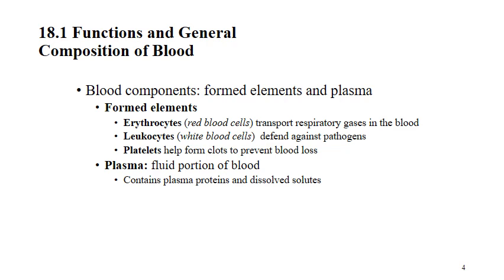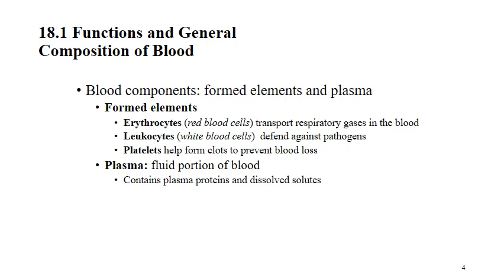All right, so we have some blood components. We have formed elements and then plasma. Our formed elements are 3 parts. Your erythrocytes, which are the red blood cells, are going to be transporting the respiratory gases in the blood. The leukocytes, which are white blood cells, are going to defend against pathogens. And then our platelets are going to help form clots to prevent blood loss.